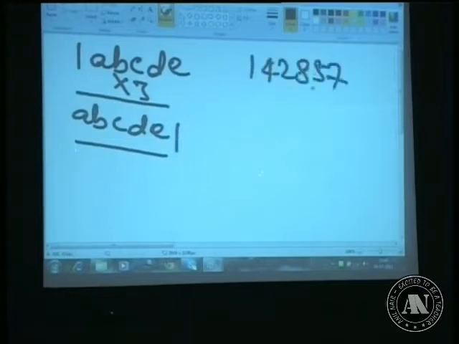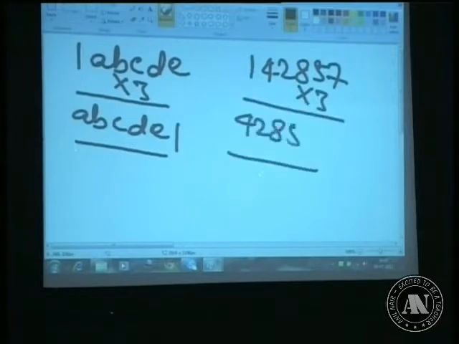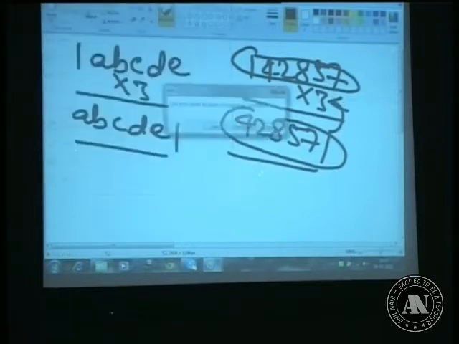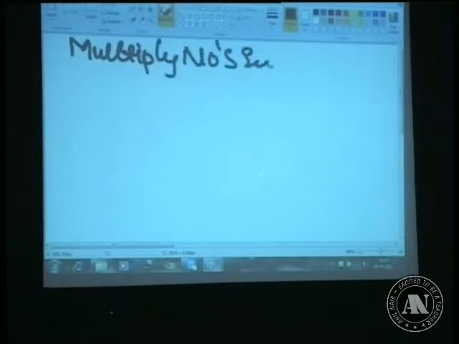142857 into 3 is nothing but 428571. This is nothing but 1 by 7, eliminating the dot. This is nothing but 3 by 7. That means it is multiplied by 3. Understood? Right? Now, please write down the next one. How to multiply? Because I want to tell you that once you know the concept, remaining, how to multiply numbers ending with 5.